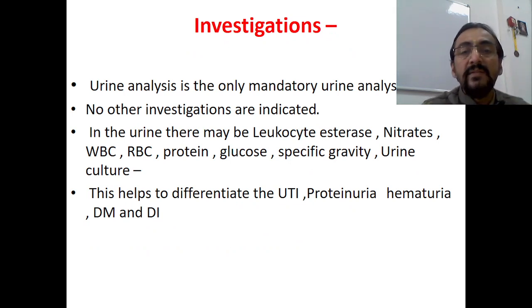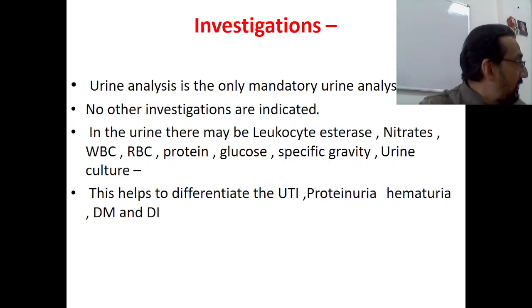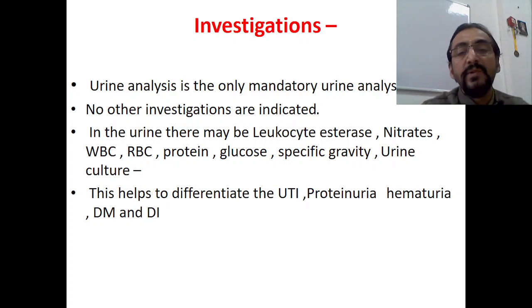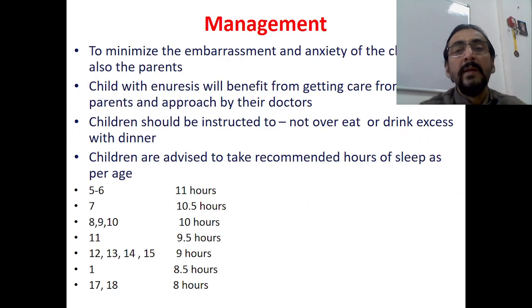Now, urine analysis is mostly mandatory in all the cases. No other investigations are indicated. In the urine, there may be leukocyte esterase, nitrates, WBC, RBC, protein, glucose. These things we have already discussed, and this helps to differentiate between UTI, proteinuria, hematuria, diabetes mellitus, etc. We have already seen that.